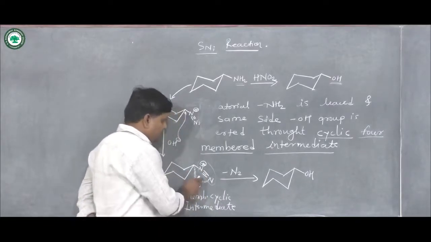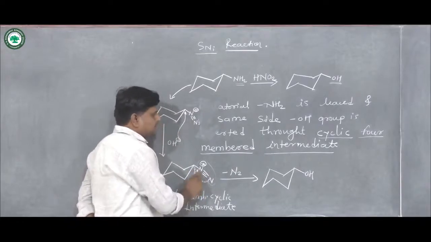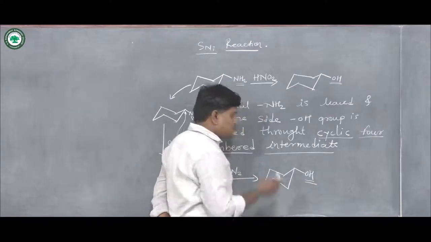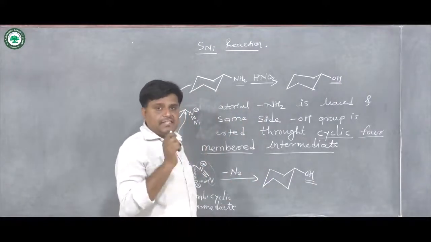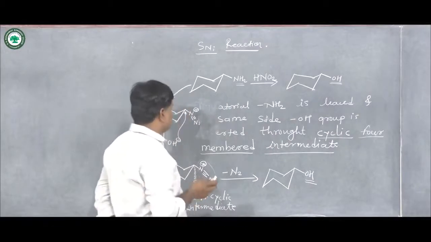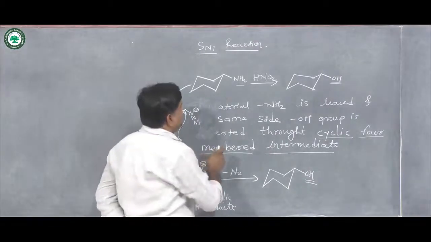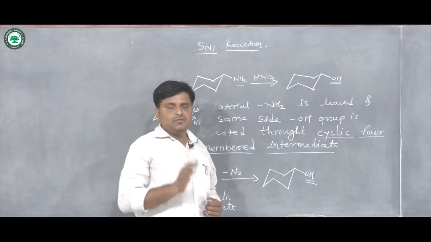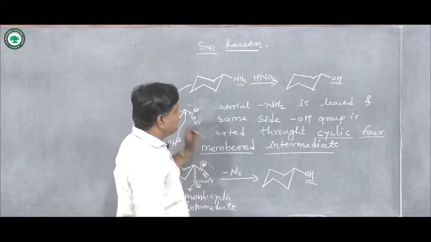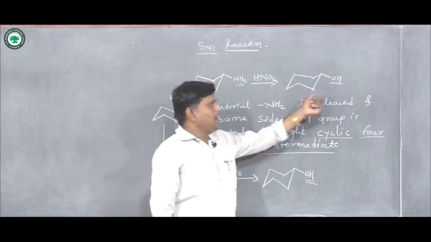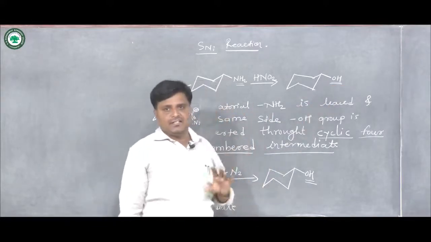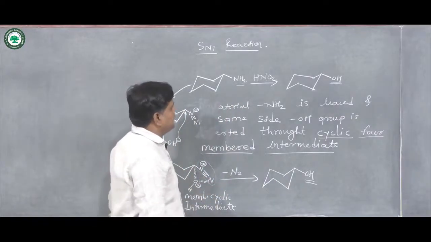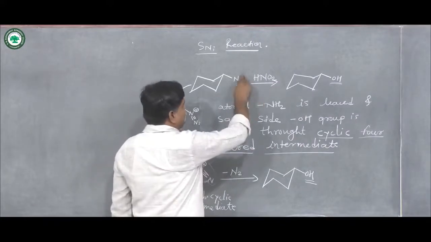Okay, so this cyclic intermediate is very important to get this type of hydroxyl group which is also present at the equatorial position. Okay, so we remember here in the SNi mechanism, the same position which the leaving group leaves is occupied by the incoming group. Okay, any incoming nucleophile can occupy the position of the leaving group.